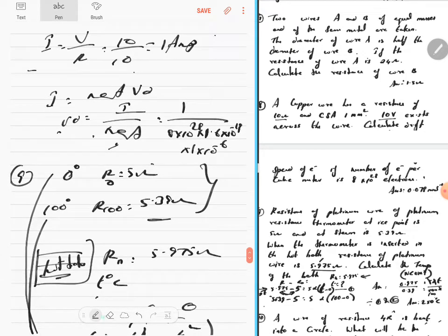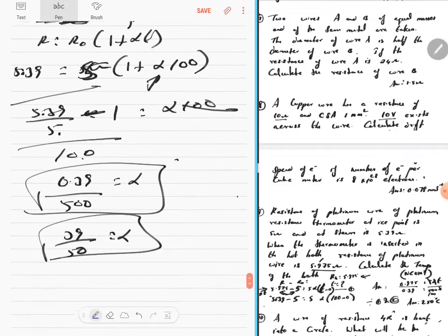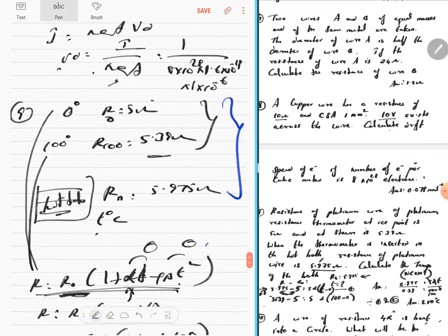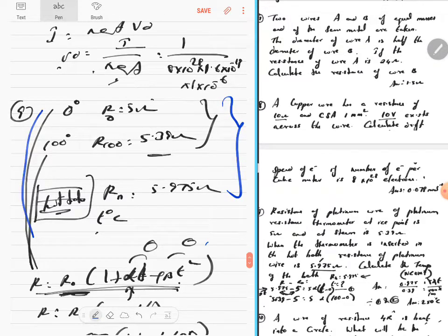Can you compare this with this? Compare the first with the hot bath T. Write the same equation. What is it? R is equal to R naught into 1 plus alpha T dash, which is the temperature difference between the 0 degrees Celsius and the hot bath. Correct? Hot bath, the temperature variation.